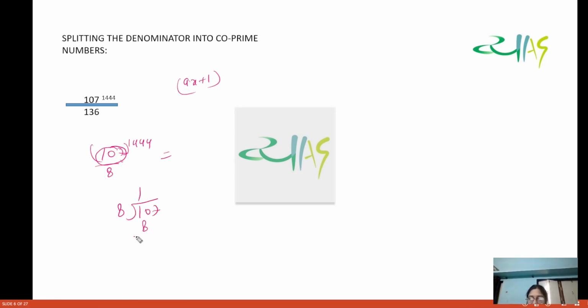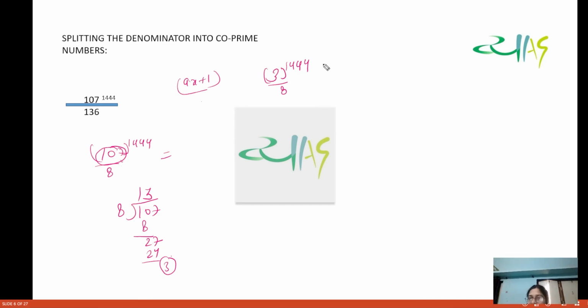8 one times is 8, and 8 threes are 24. So you are getting 3 as the remainder. So 3 to the power 144 divided by 8, you are getting.